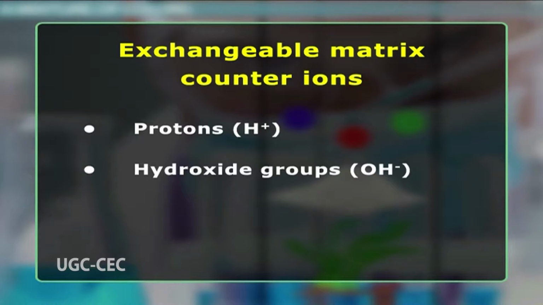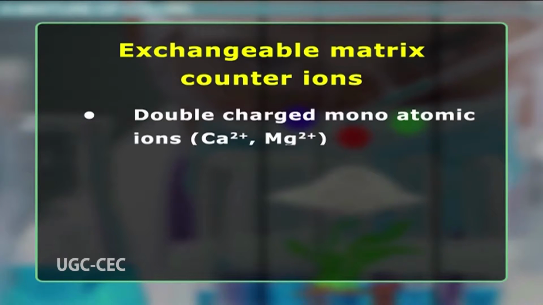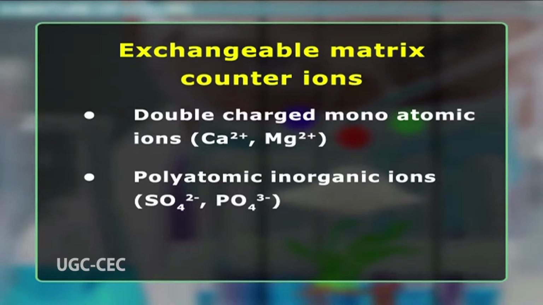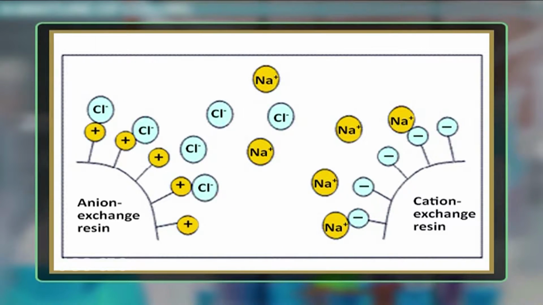Exchangeable matrix counterions may include protons, H+, hydroxide groups, OH-, singly charged monoatomic ions, Na+, K+, Cl-, doubly charged monoatomic ions, Ca2+, Mg2+, and polyatomic inorganic ions, SO4 2-, PO4 3-, as well as organic bases, NR2H+, and acids, COO-. Cations are separated on a cation exchange resin column and anions on an anion exchange resin column.